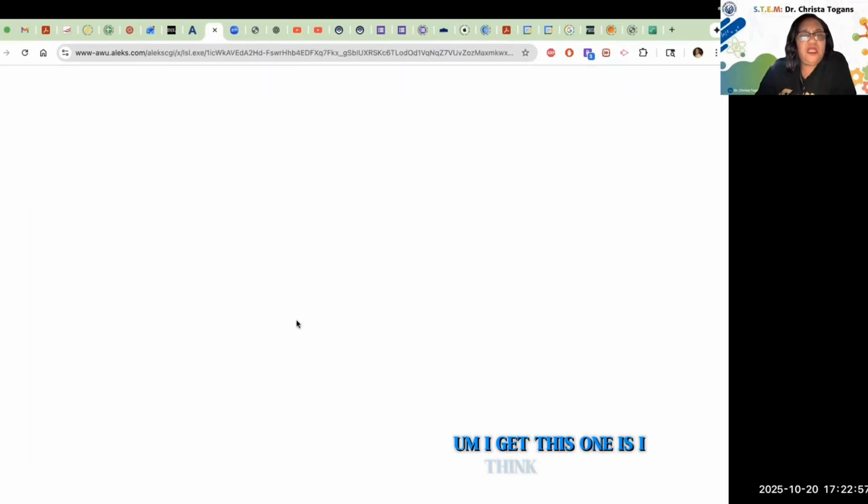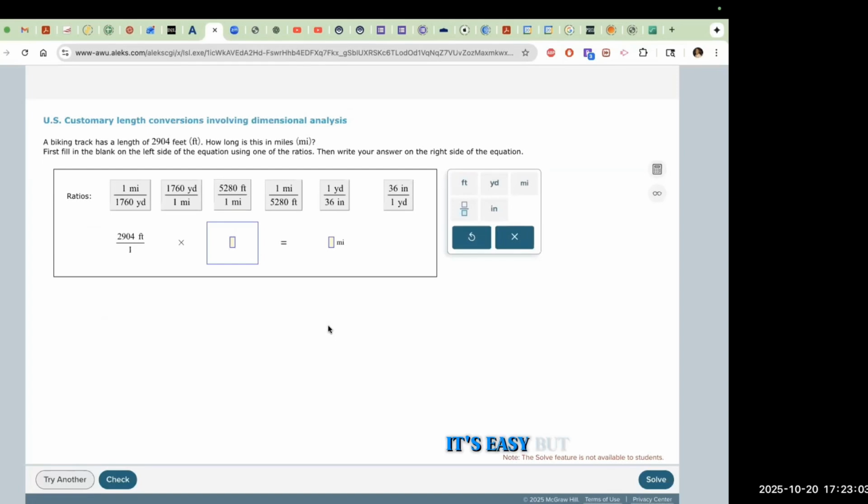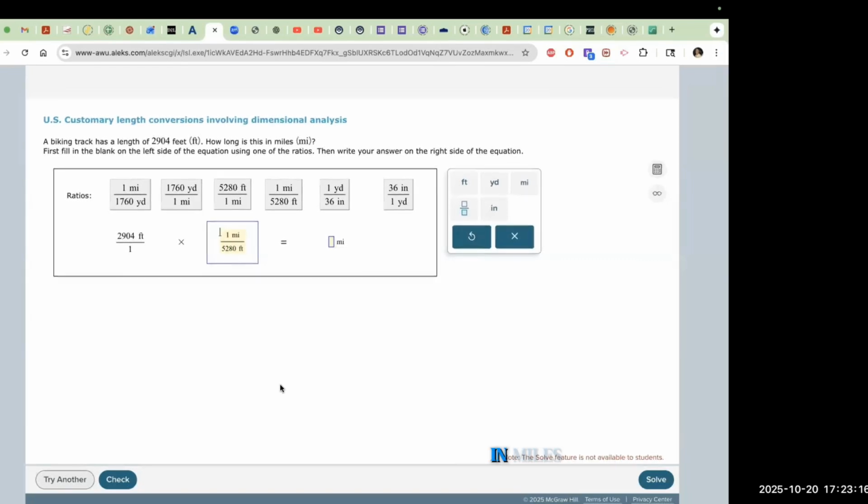So the next one is, I think this one. Oh yeah, that one's easy, but it's like a lot of steps to it, and you've got to make sure you got it correct. So I need the one that divides out by feet in miles.